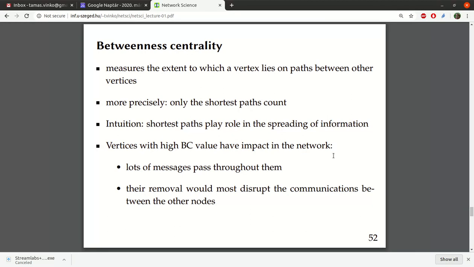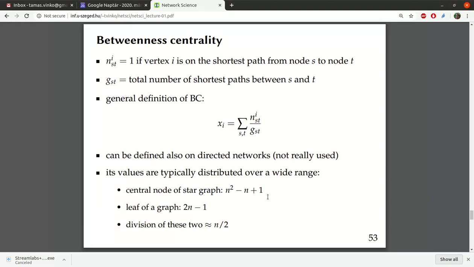Now vertices with high betweenness centrality value have impact in the network because if we assume that shortest path is the way information spreads, then lots of messages pass through them. Also, it's interesting to think that if we remove nodes with very high betweenness centrality value, they can really disrupt the communication between the nodes. Okay, but let's see how this can be calculated.